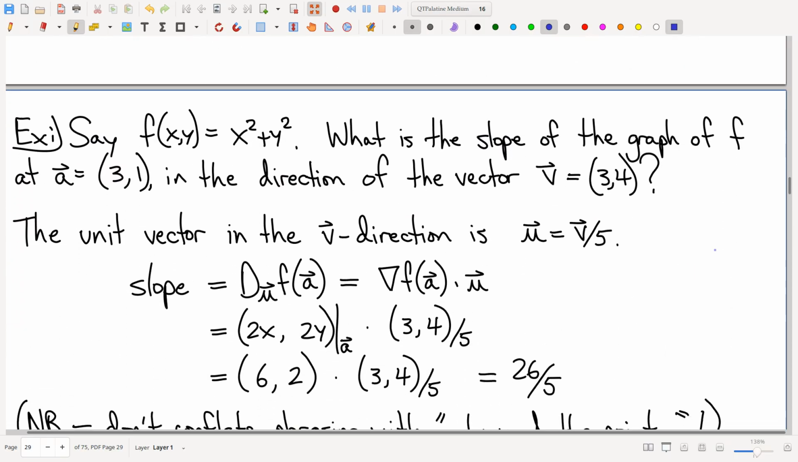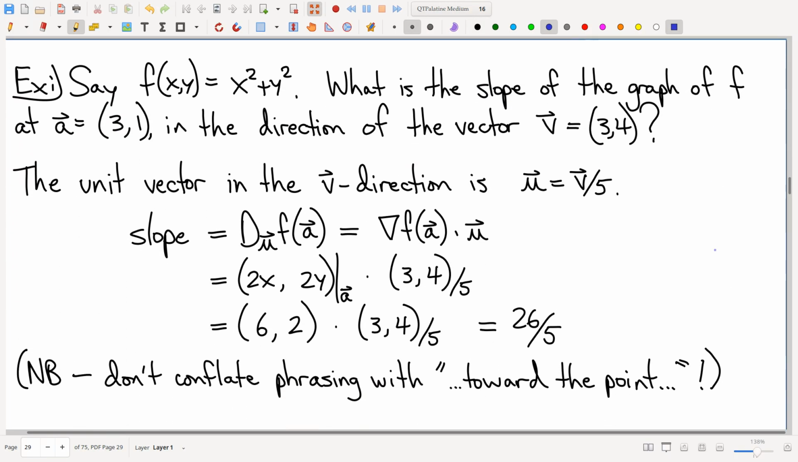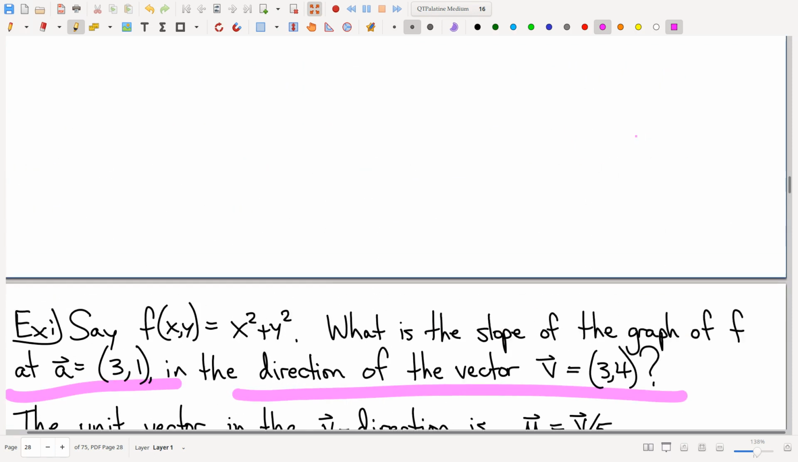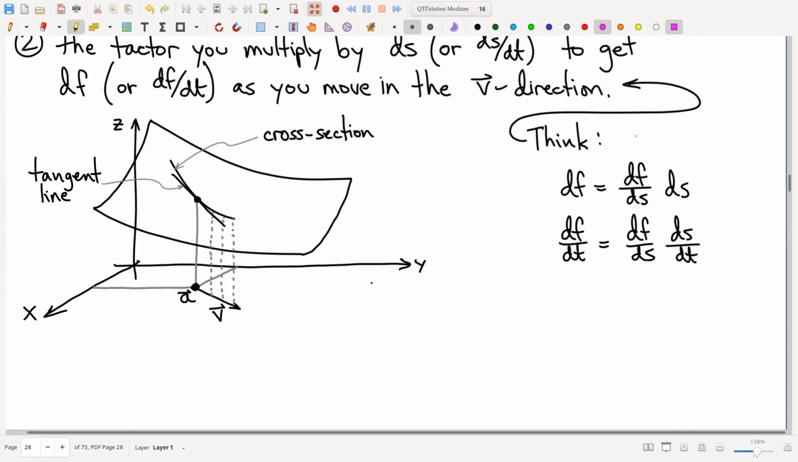Here you go. Starting this example, we've got a function given, and I want to know what's the slope of the graph of that function when I'm at a certain point and moving in a certain direction. Now that defines a scenario, right? It's kind of like this picture here. I've got some function whose graph I'm looking at, and I am at a certain point and moving in a certain direction, and I want to know what is the slope of that tangent line to that cross section of that graph at the point A and moving in the direction B.